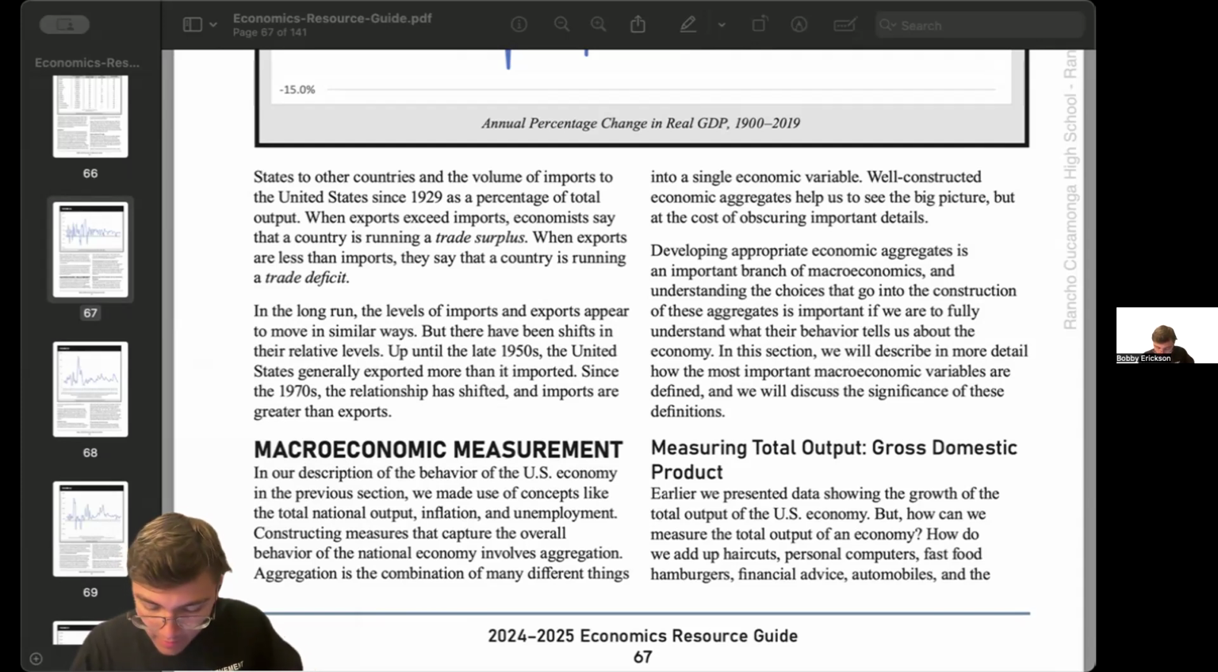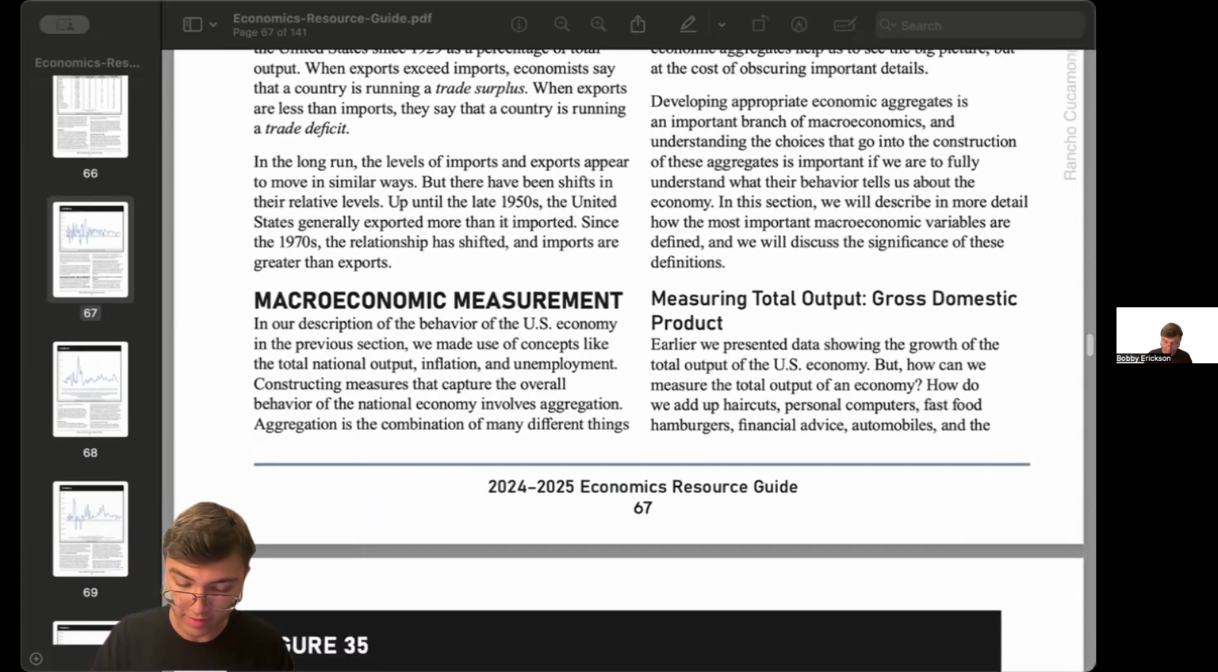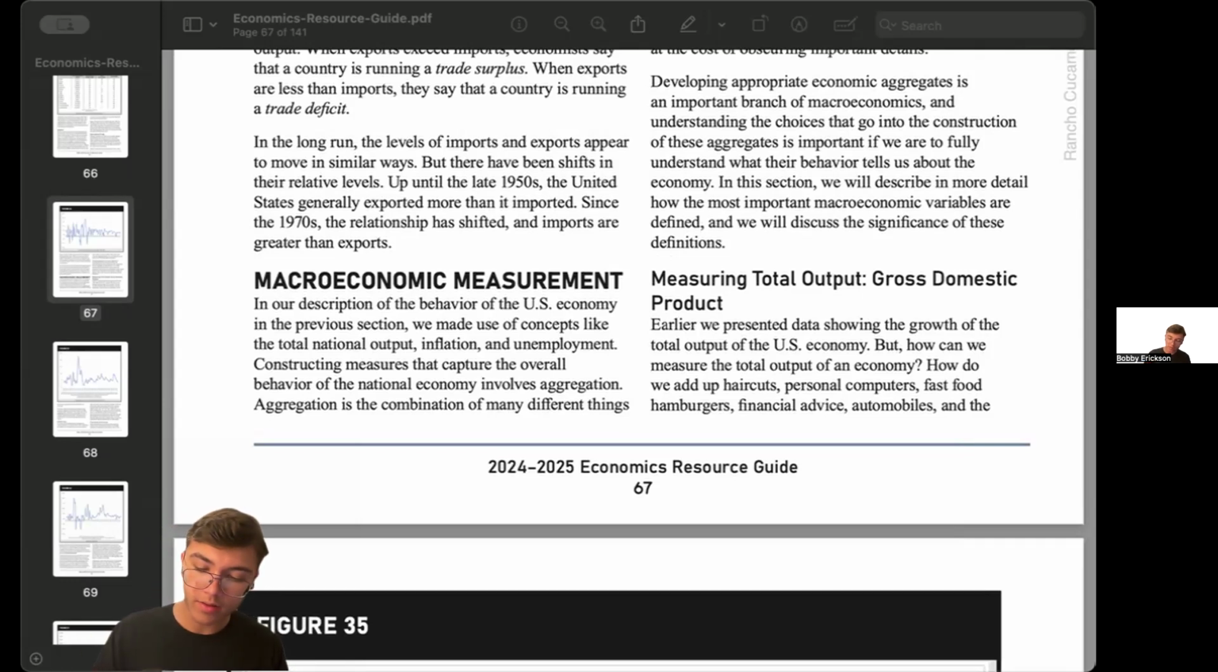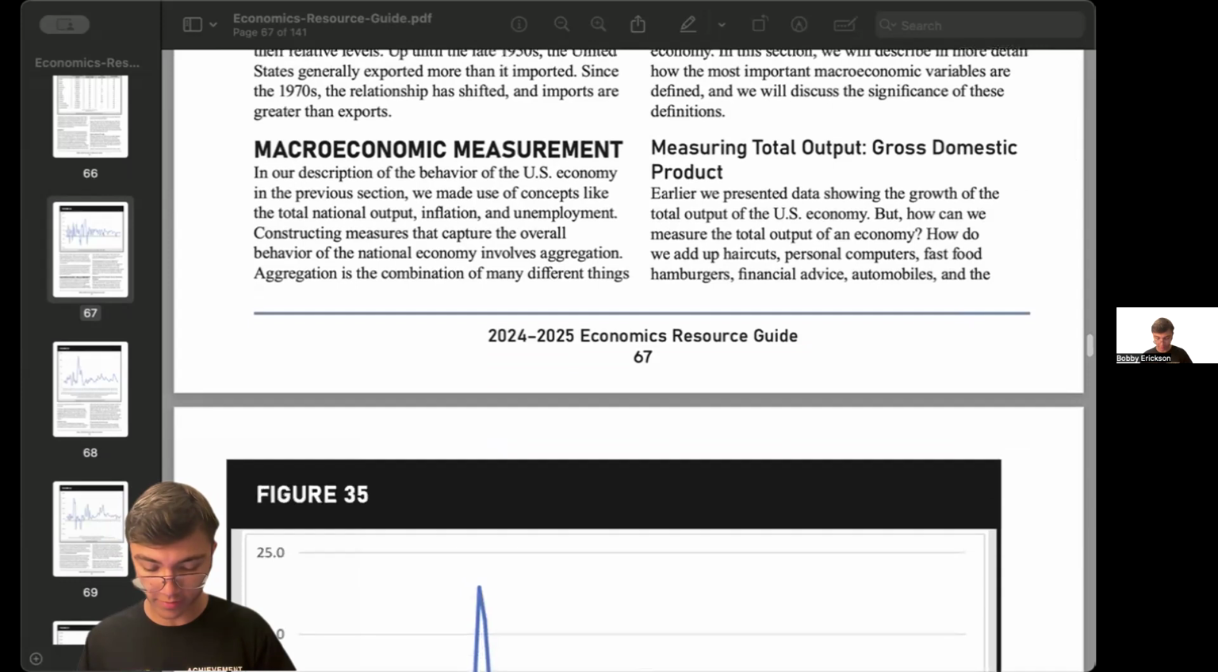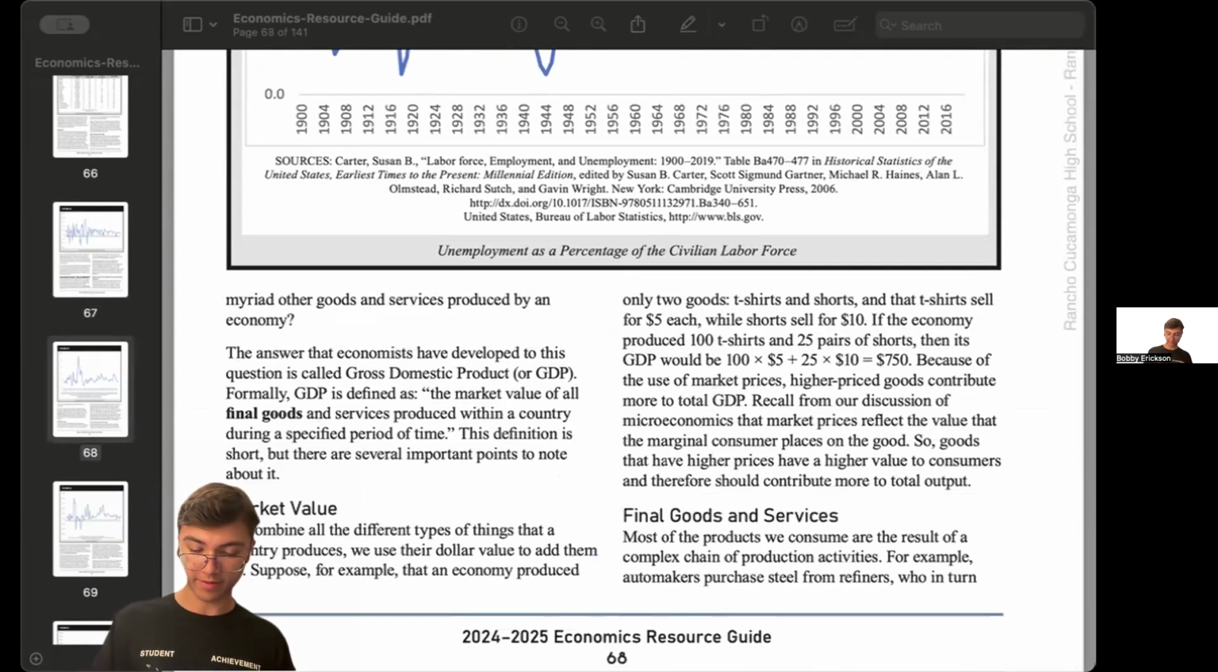Now, if we can figure out a way to appropriately aggregate a lot of different economic concepts, then this can help us understand behavior in an economy and what the behavior of certain members of the economy shows. So we're going to first look at how we put the most important macroeconomic variables into aggregate, what they are, and what the significance of them is. We saw earlier data on growth of the total output of the US economy. But how do we actually measure this total output? How do we add up haircuts, personal computers, fast food hamburgers, and so forth? How do we add up everything that we've ever outputted? The answer is, as we said, gross domestic product, or GDP.